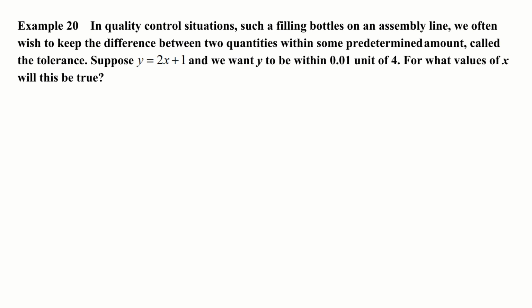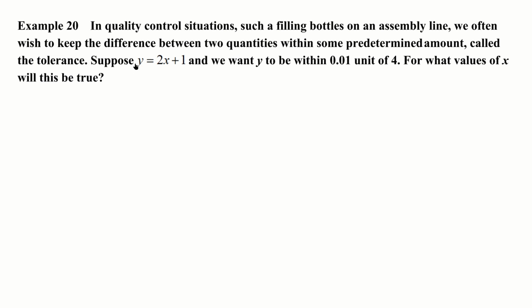All right, let's do this last one for the road. In quality control situations such as filling bottles on an assembly line, we often wish to keep the difference between two quantities within some predetermined amount called the tolerance. Suppose y equals 2x plus 1, and we want y to be within 0.01 unit of 4. So for what values of x will this be true? Think about this for a minute. I want you to pause the video. You can do this and then come back and see if we agree.